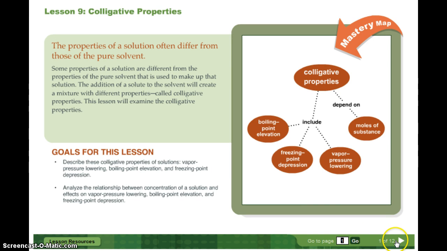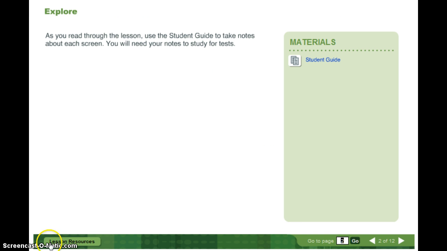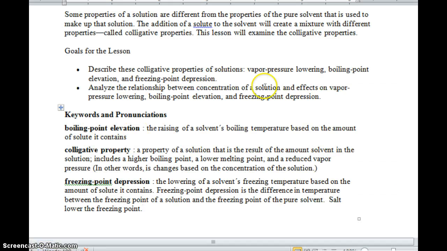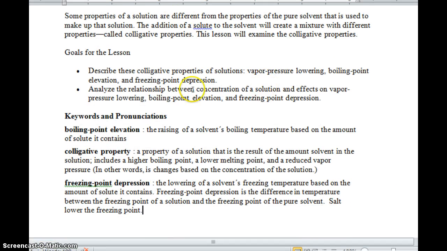So there's the student guide, and then from the student guide, I simply copy down what we just read and keywords and pronunciation. Boiling point elevation: the raising of a solvent's boiling temperature based on the amount of solute it contains. So in other words, instead of water boiling at what temperature? 100 degrees Celsius. We would say that we elevate that, and we would say it boils at, let's say, 110 degrees Celsius.